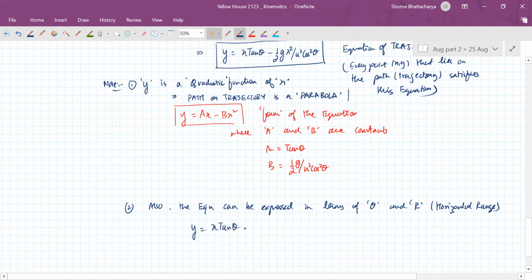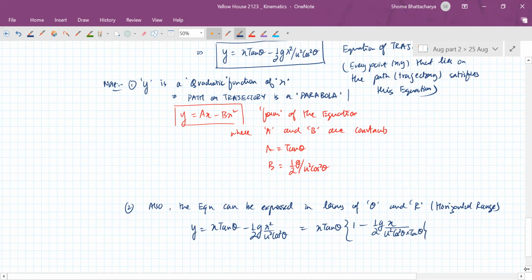In this original equation, what we'll do is take x tan theta common. So the first term becomes 1 inside the bracket. The second term becomes, now I've taken x common outside, so x square becomes x. And I've also taken tan theta common, so I'll have to divide this by tan theta. So I have to take one tan theta in the denominator.